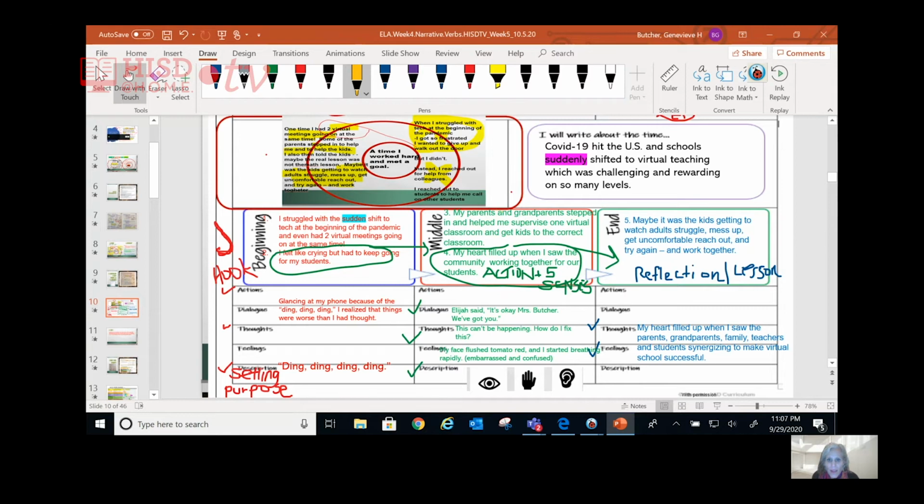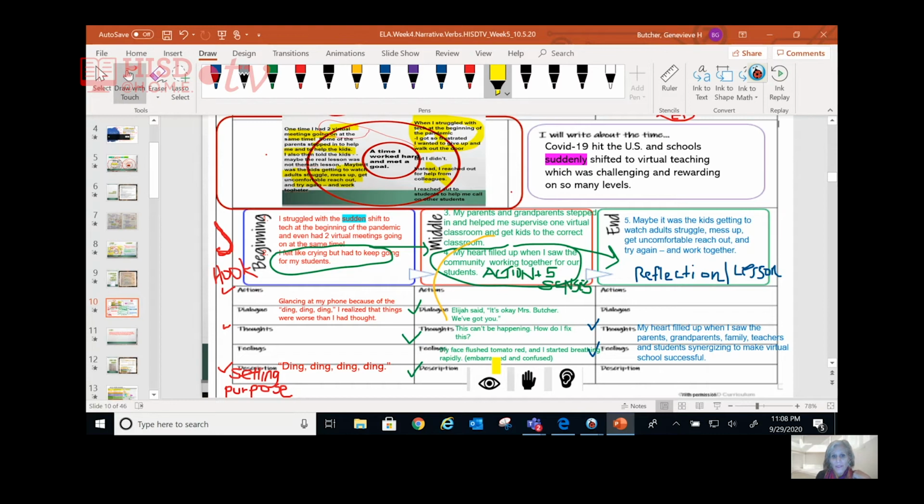I could say my parents and grandparents stepped in, and I could say, it's okay, Miss Butcher. That's right there. This can't be happening. How do I fix this? Should go right after the one here with, I felt like crying, but had to keep going for my students. This can't be happening. How do I fix this? And my face flushed and I started breathing. So one of these, we need to figure out the order. My face flushed tomato red and I started breathing rapidly.